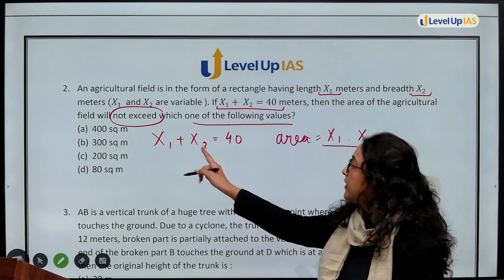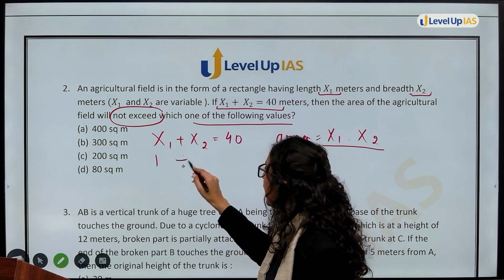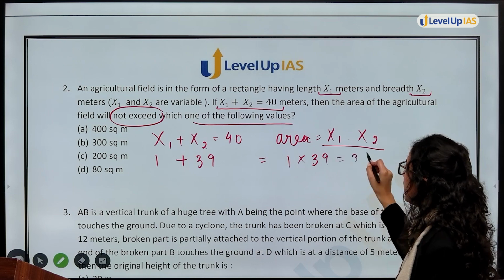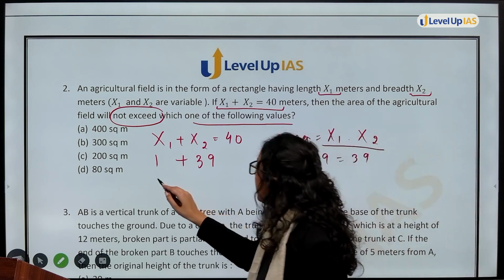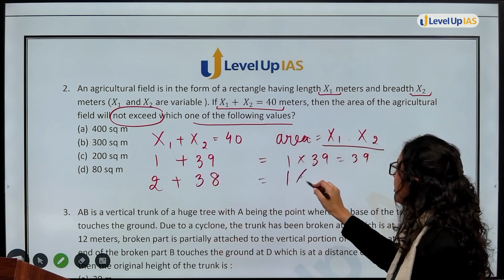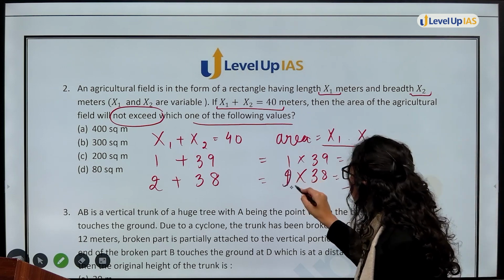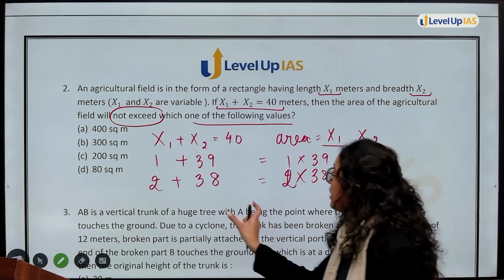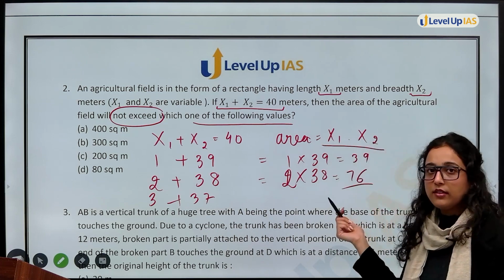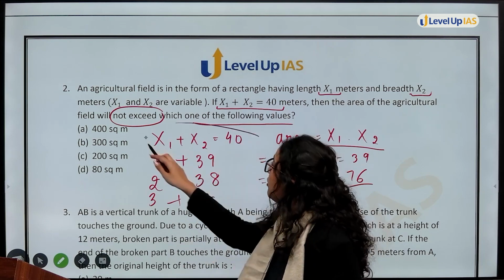This is the area. Sum is 40, the product has to be maximized. Let's say I take x1 as 1 and x2 as 39. Then area will be what? 1 multiply 39 is equal to 39, only this much. If I take x1 is equal to 2 and x2 is equal to 38, then area will be what? 2 multiply 38, 76. Area is increasing. You can see that as these values come closer, 3 plus 37, greater than 76. The more closer the values get, maximum will be the product.